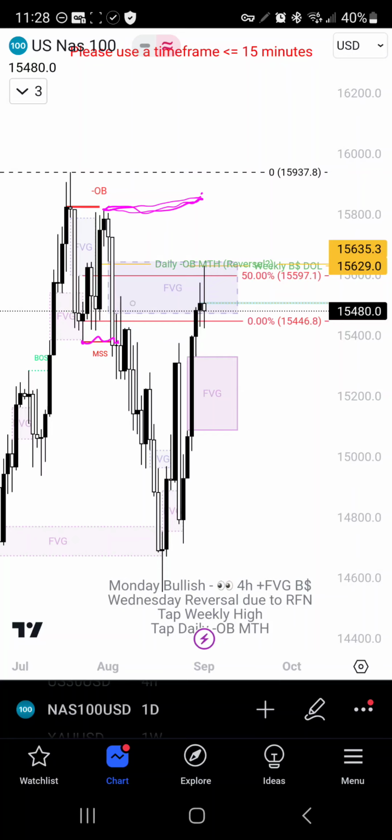Let me make sure. Yeah, this was the last high, right? That took liquidity because it took liquidity from that swing point there. So the daily bullish market structure shift wouldn't be up until there, right? So weekly bearish market structure shift, daily bearish market structure shift.